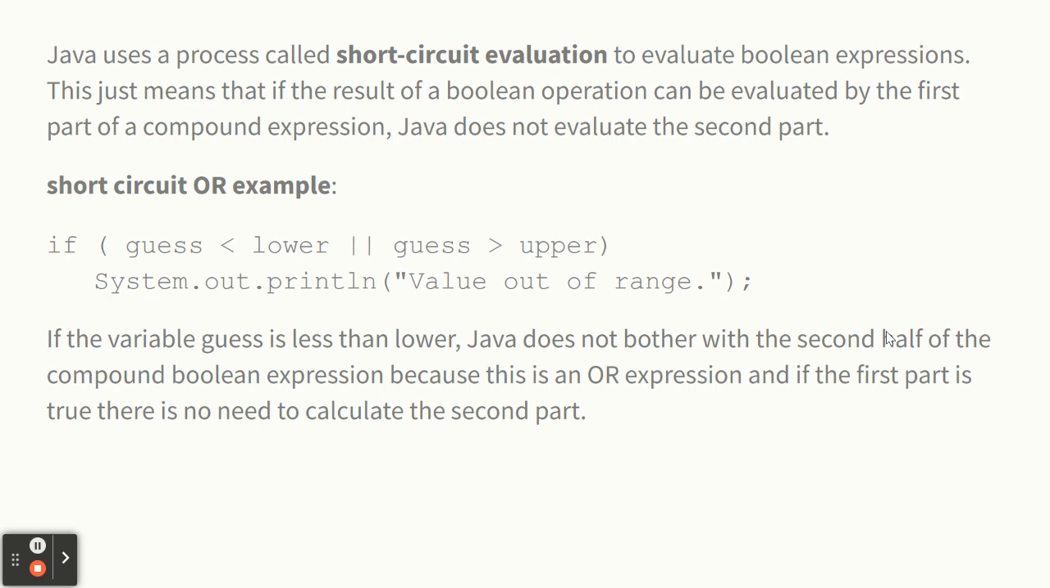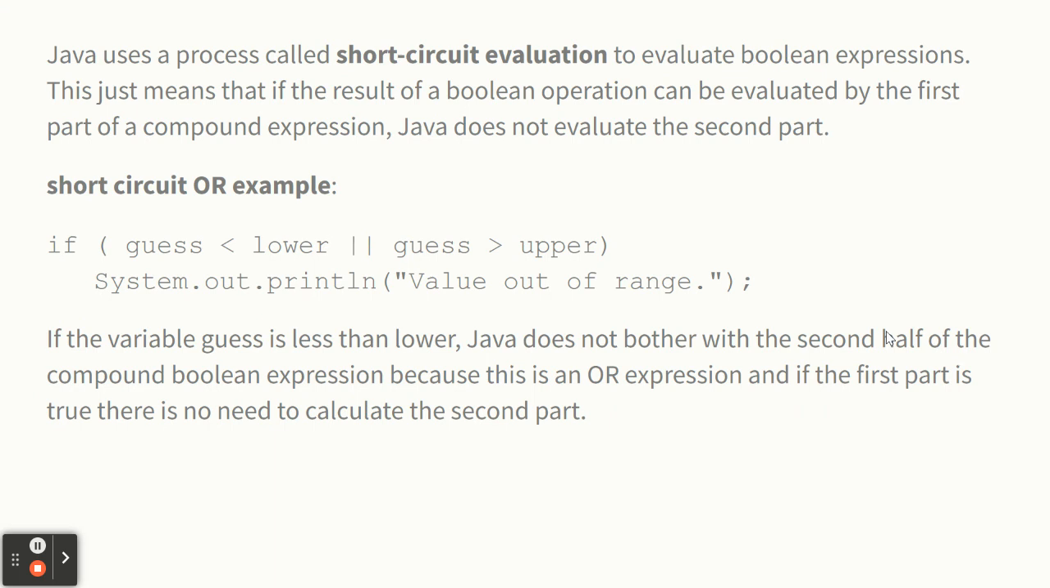This is an or example for short circuiting. If guess is less than lower or guess greater than upper. Okay, if guess is less than lower, it doesn't have to check the second thing. It's already going to go into this if statement. See, it's checking if this or that. If the first one's true, it doesn't have to check the second one, so it doesn't. That's called short circuit evaluation. It's like a little shortcut. Think about it like a shortcut.